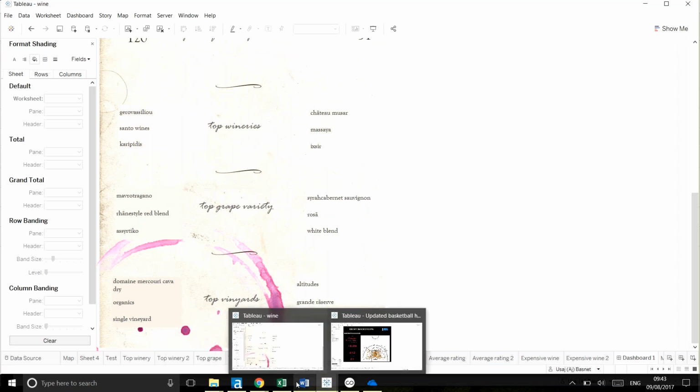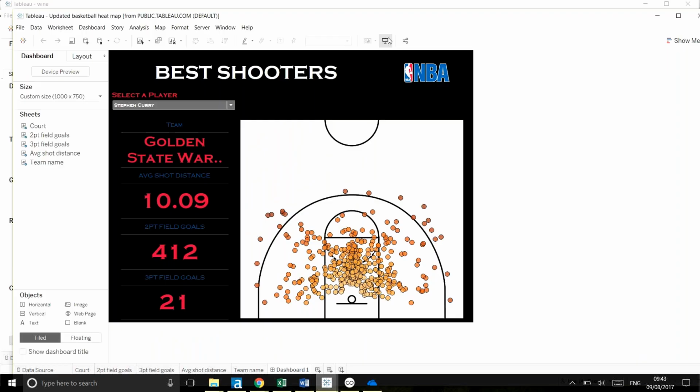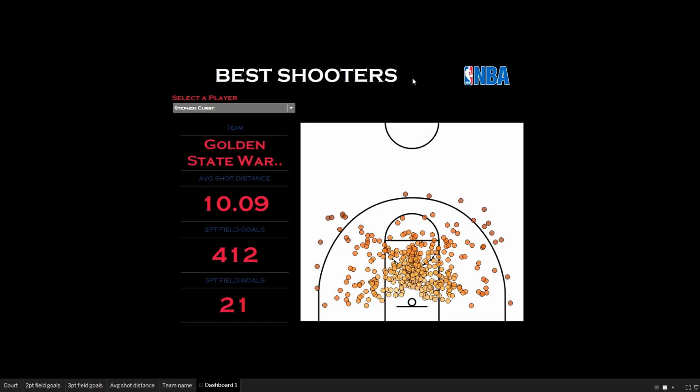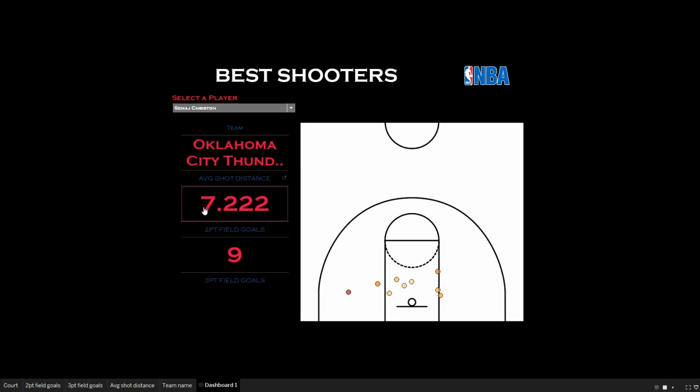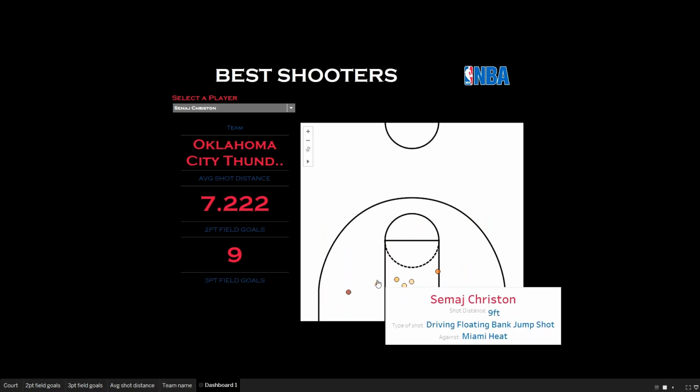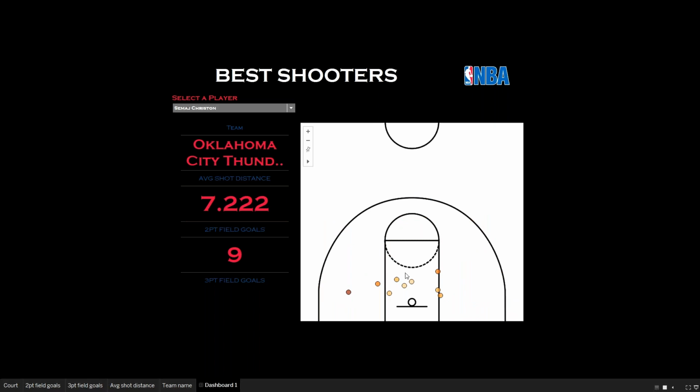And then for the basketball data, I had to make a heat map. This turned out really good. Yeah, the heat map surprised me. Again, just doing the axis took a very long time, but then it works relatively well, I think. Once you get it formatted the right way, it's pretty straightforward. So depending on your player, when you hover it tells you the type of shot, against what team, and shot distance.